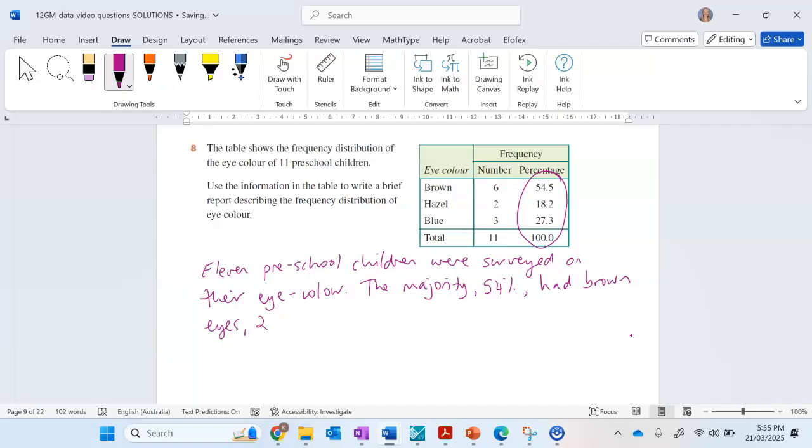Oops, I should put 0.5% in there, sorry guys. 27.3% had blue eyes. And 18.2% had hazel eyes. All right, so you can write anything that is similar to that. It's probably a good idea to highlight what the majority is, because remember that is also our mode. So the most popular eye color was brown.